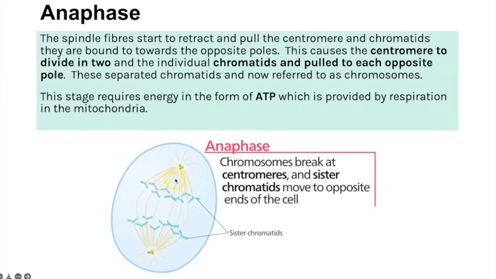In anaphase, the spindle fibres will start to retract and pull back towards the centrioles, and in doing that they'll pull on the centromere and chromatids, and this causes the centromere to divide in 2, and the individual chromatids are pulled to the opposite poles of the cell, and therefore it separates the chromatids, and once those chromatids are separated, we now actually call them chromosomes. Now this stage requires energy in the form of ATP, and that's provided by respiration from the mitochondria.